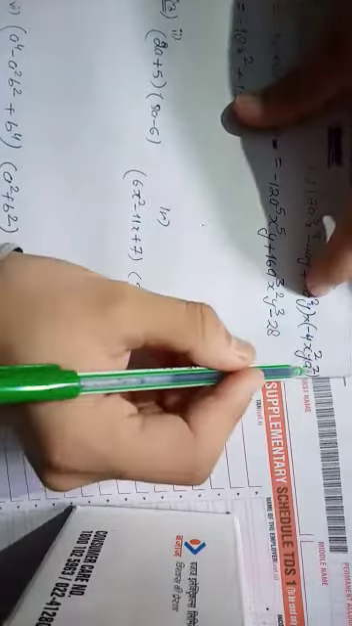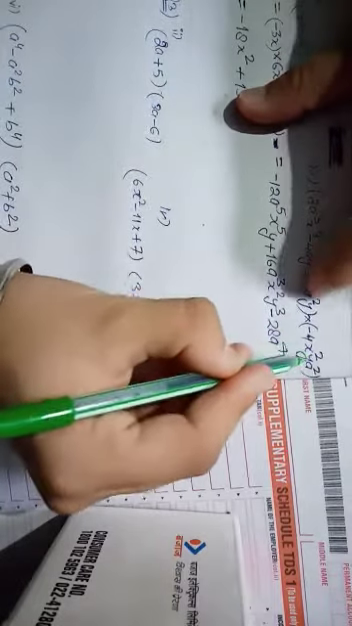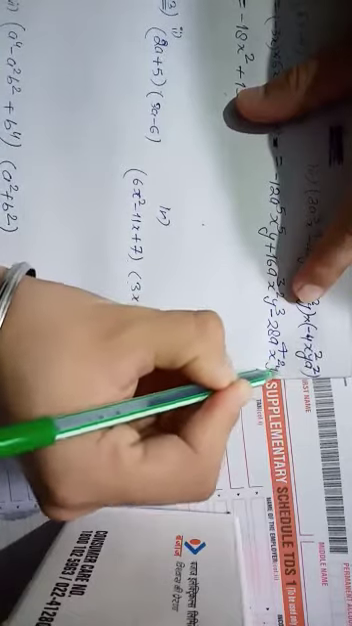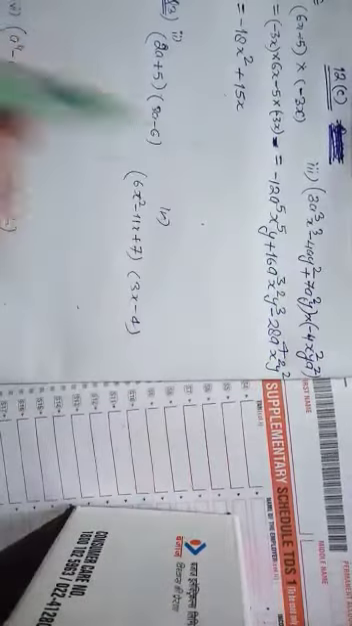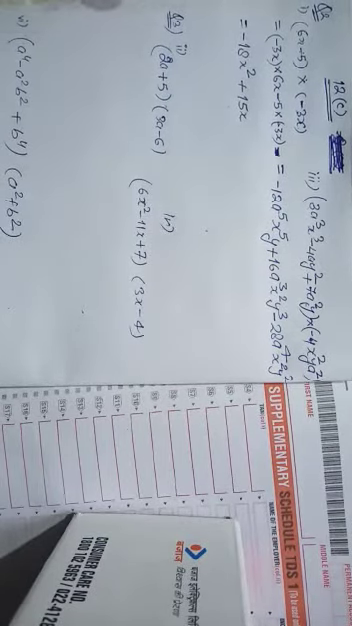Okay, a square into a square, a to the power 4. Okay, then x square, then y and y, so x square and y square. This is the answer. Very simple. Just you have to focus on the multiplication of signs, it is very important, otherwise the terms are very simple.